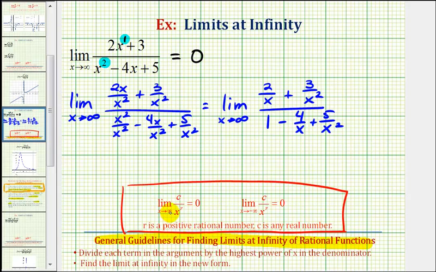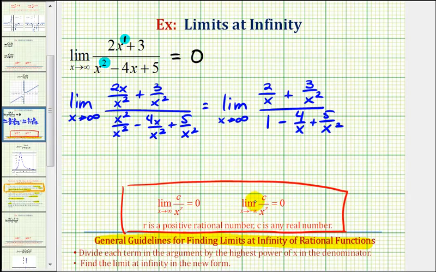The limit as x approaches infinity or negative infinity of c divided by x to the power of r is always equal to 0 when r is a positive rational number and c is any real number. This is telling us that in fraction form, if the numerator is a constant and the denominator is increasing or decreasing without bound, that function value is always going to approach 0.